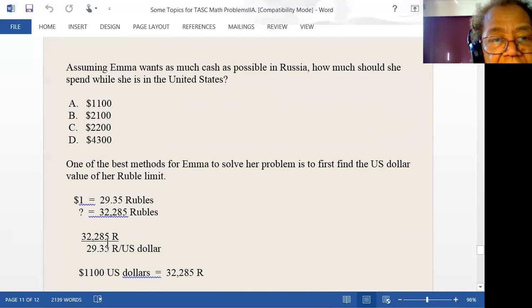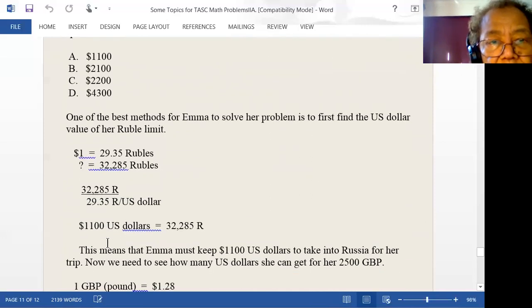So if she has 32,285 rubles, the maximum she can spend, we can convert that to dollars by dividing the number of rubles that she can spend in Russia by the conversion factor of rubles per 1 US dollar. That would give us 1,100 US dollars. So that means she must keep 1,100 US dollars to take to Russia for her trip.